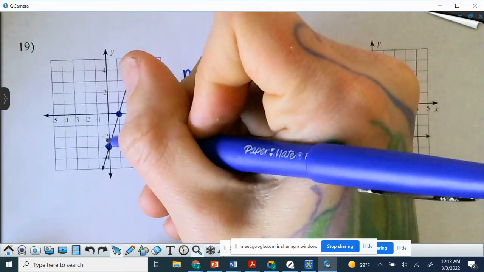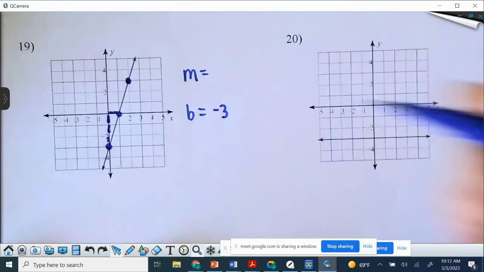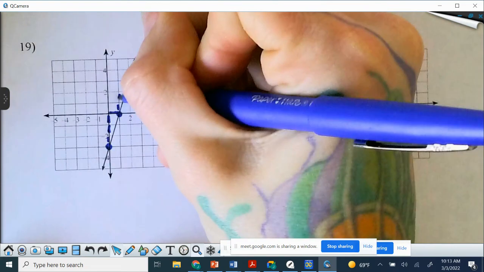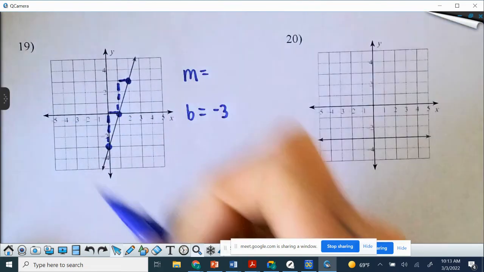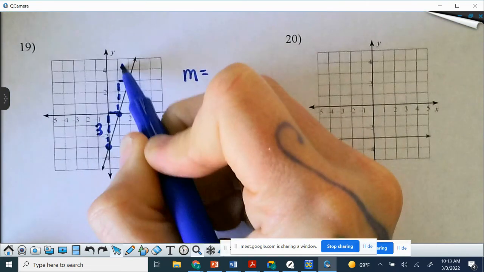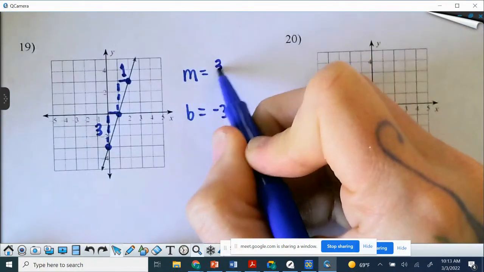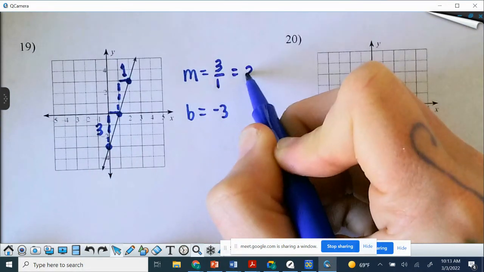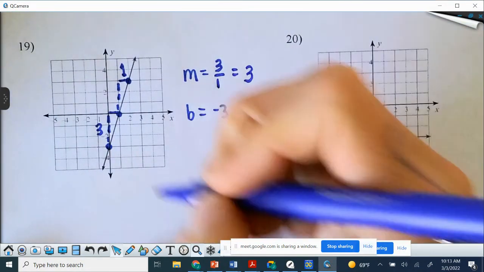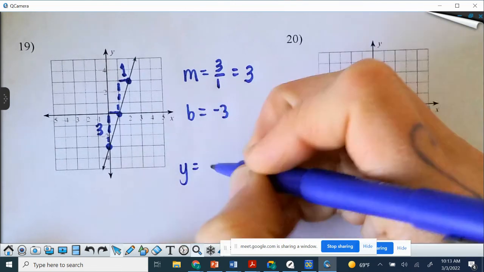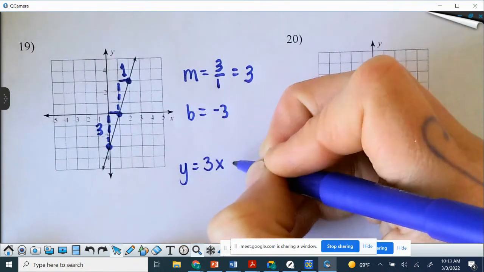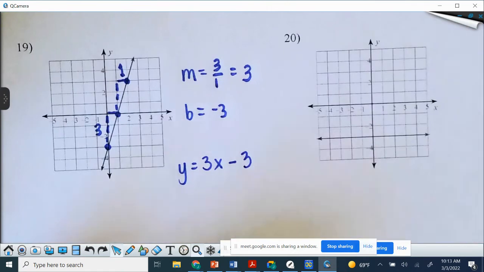So 1, 2, 3 over 1. 1, 2, 3 over 1. So it's a rise of 3, a run of 1. So our slope, again, is 3 over 1. We're going to leave that as a positive 3. So y equals 3x minus 3. And that means the slope is 3, your y-intercept is a -3.